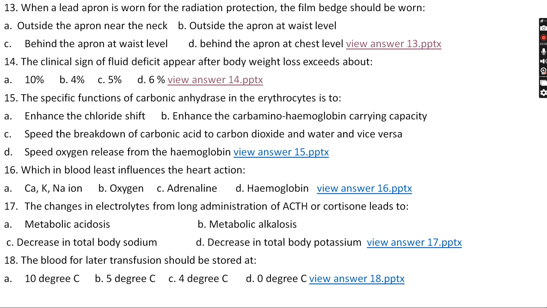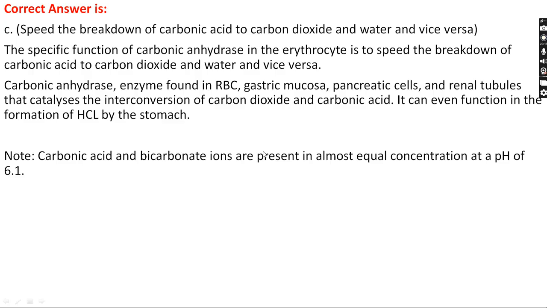Or option D, speed oxygen release from the hemoglobin. The right answer is option C, that is, speed up the breakdown of carbonic acid to carbon dioxide and water and vice versa. The specific function of the carbonic anhydrase enzyme in the erythrocyte is to speed up the breakdown of carbonic acid to carbon dioxide and water, and also to form carbonic acid from carbon dioxide and water.